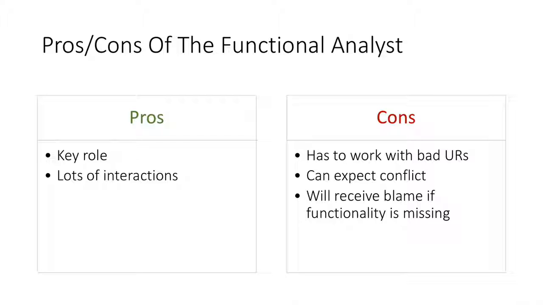And if anything is wrong with the final product in terms of functionality, then you will receive the blame. The executives, the CEO or the CTO, will come to you and blame you specifically for missing functionality. So it's an important role. You need to be able to take this responsibility. So, in a nutshell, that's what being a functional analyst is all about.